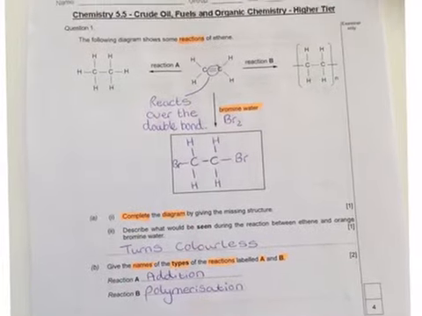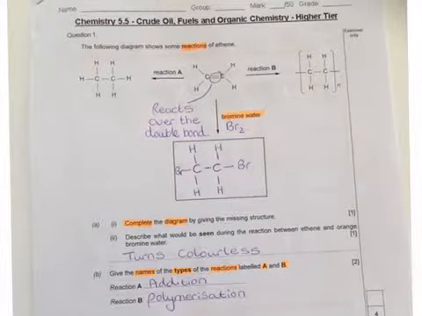5.1, crude oils, fuel and organic chemistry. So the first question shows you some reactions that would take place with an alkane, and then there are some reactions that might occur. Complete the diagram by giving the missing structure.